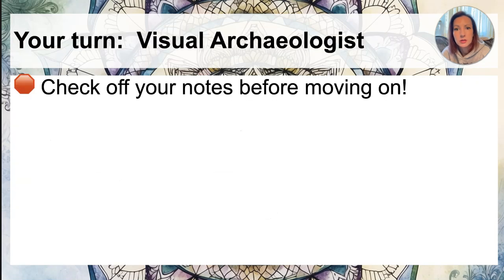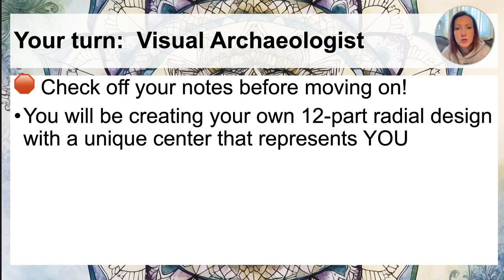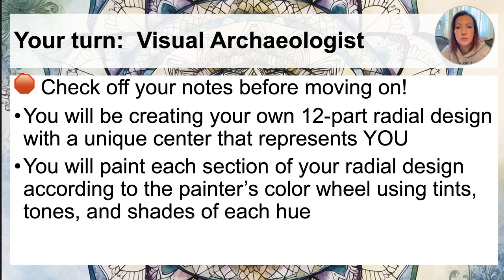For your turn, you need to make sure you check off your notes with me before you move on. You're going to be creating your own 12-part radial design with a unique center that represents something about you. You're going to paint each section of your radial design according to the painter's color wheel using your tints, tones, and shades. Move on to the next lesson once you've checked your notes, and then we'll start practicing, doing a little brainstorming and drawing.